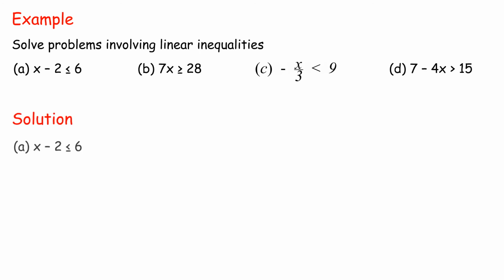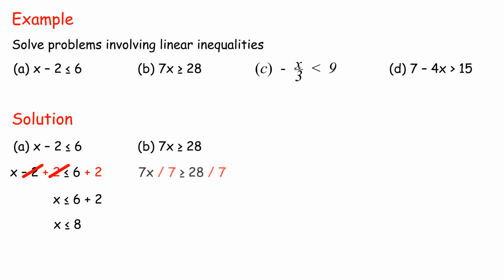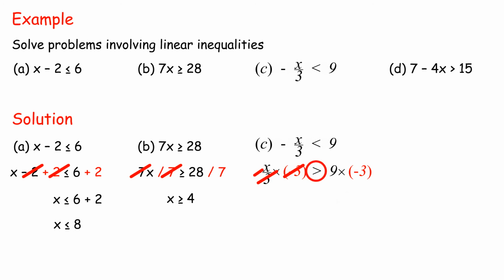Solution: A. X minus 2 less than or equal to 6. Add 2 to both sides of the inequality. X less than or equal to 8. B. 7x greater than or equal to 28. Divide both sides of the inequality by 7. X greater than or equal to 4. C. Negative x over 3 less than 9. Multiply both sides of the inequality by negative 3, and reverse the inequality symbol. X greater than negative 27.